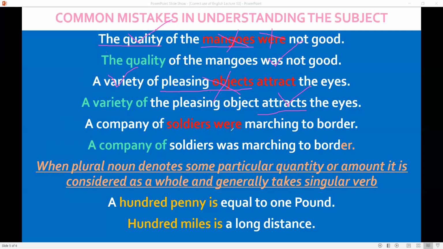A company of soldiers were marching to the border. We think that soldiers is the subject, but it is not. We are talking about a company of soldiers. Company is singular, so a singular verb should be used here. A company of soldiers was marching to the border. These are common misunderstandings of the subject. So be careful about the subject.